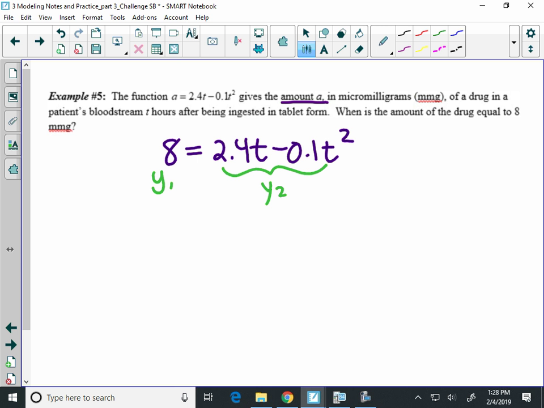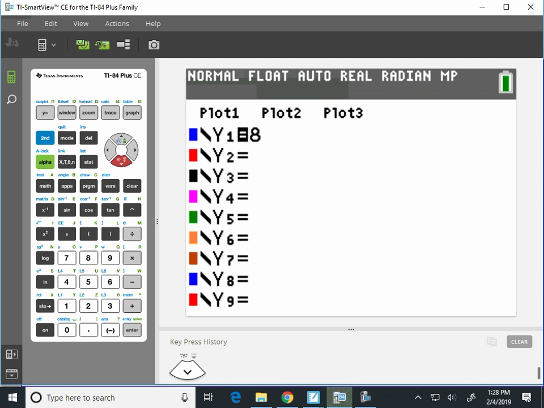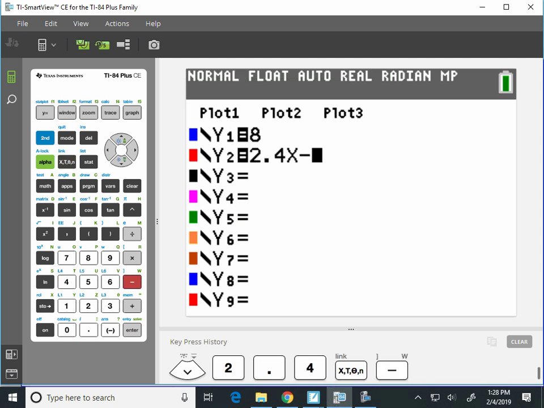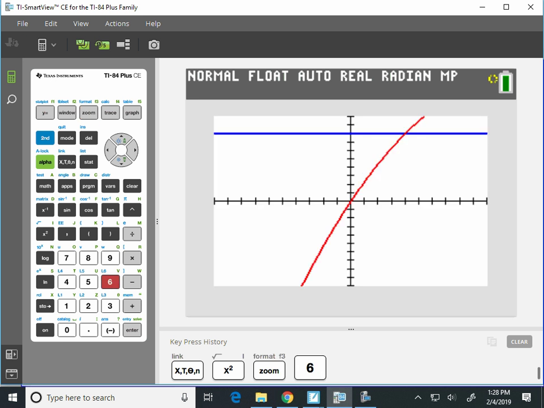You can graph 2, so you clear out all the ones you have. You put in f1 and f2. Yeah, just type y equals 8. And 2.4x minus 0.1x squared. Now I'm going to go back to my main window, Zoom 6. Now again, you could totally solve it for 0, like subtract 8 and graph it like we have. I just wanted to show you an alternate way here. So when I go back to my main window, I hit Zoom 6. That takes me to standard. I can see one intersection point.